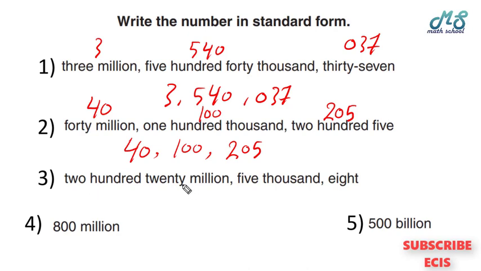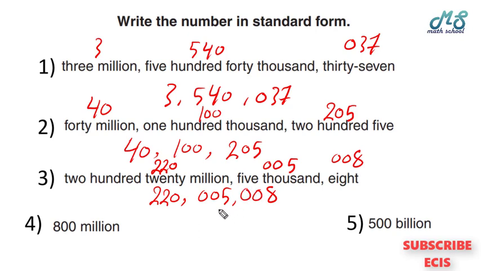Number 3, 220 million. So you have to write 220. Then 5,000, so 5 in the thousands period. What about the period? The period, mister, has 3 digits. So you have to write 00 in the 10,000s place and 100,000s place. We have 8 in the ones place. What about tens and hundreds? So you have to write 00. So the number is 220 million, 5,008. Don't forget to write 00 in the tens place and hundreds place.